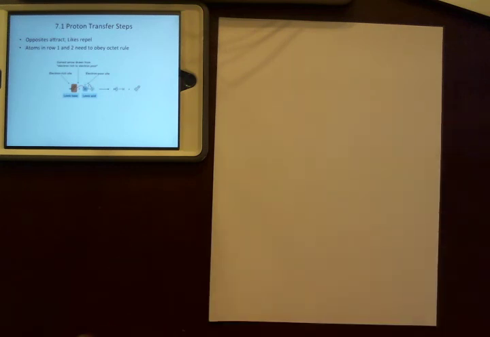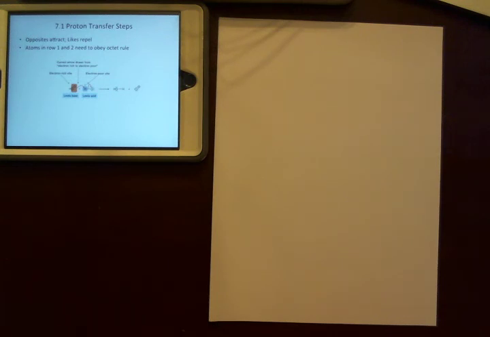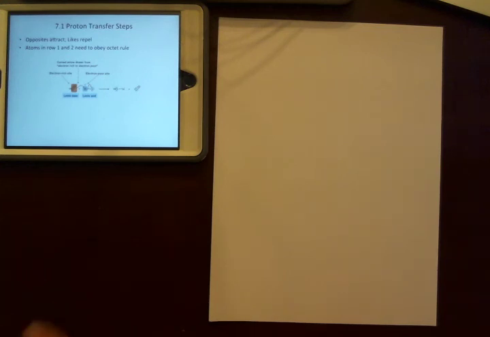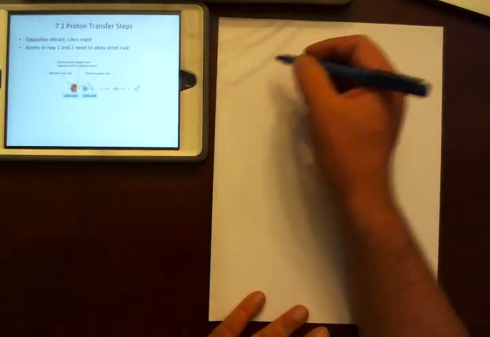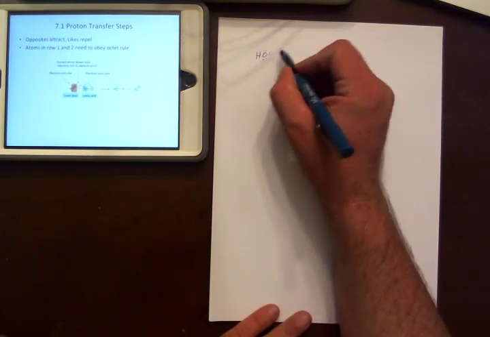Okay, and so what we're going to be doing, we're talking about proton transfer steps. We touched on this with acid-base chemistry, but the reactions are going to be very, very similar. All of the ones that we're going to touch on today are going to be no different than what we learned in chapter 6. We're just applying them slightly differently. So we talked about these proton transfer reactions, right?